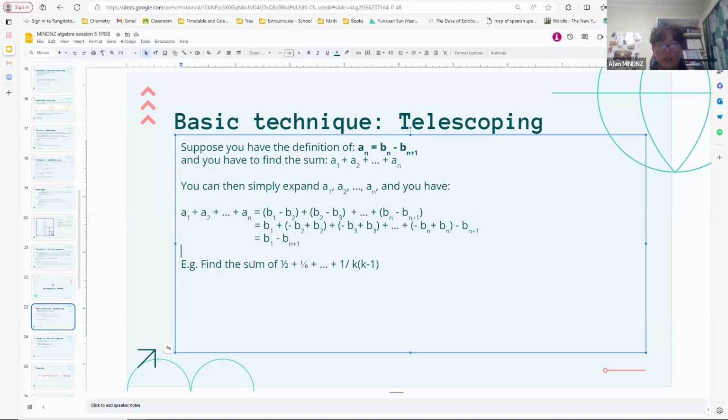A very famous example is to find the sum of 1/2 plus 1/6 plus all the way to 1 divided by k times k minus 1. We start with k equals 2, because if you try plugging in k equals 1, you get a bad division by 0. So k is larger than or equal to 2. I'll give you guys 30 seconds to try this problem.